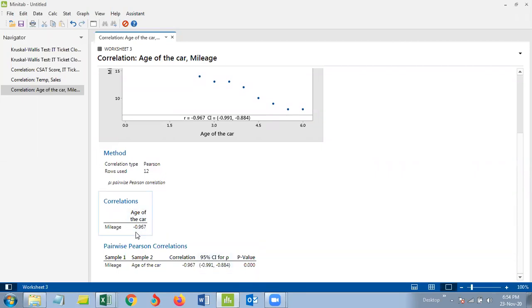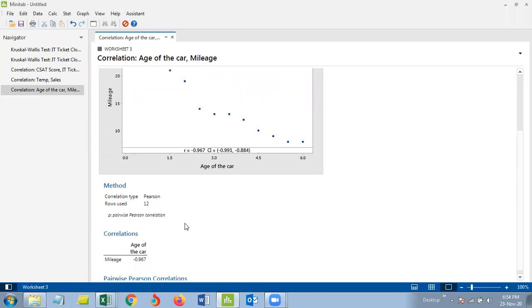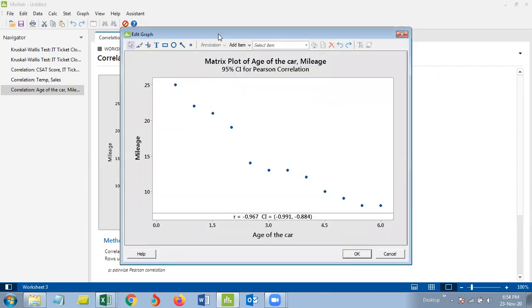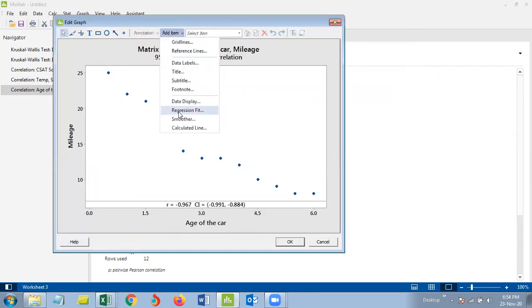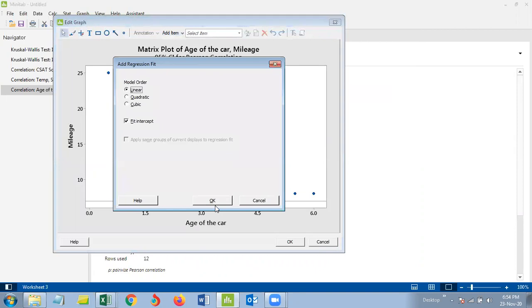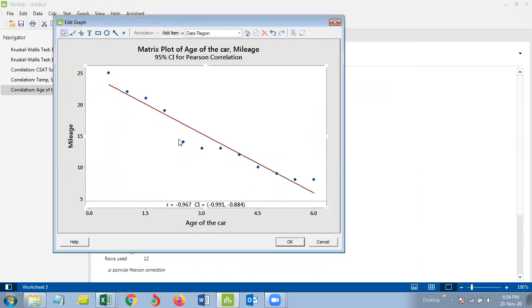What kind of relationship? It comes with a negative sign, a strong negative relationship. If the age of the car gets older, it reduces my mileage significantly. It's a big negative driver. Have a look at this: a line going diagonally down. Add item, regression fit. We click OK, and the line going diagonally down shows a strong negative relationship.